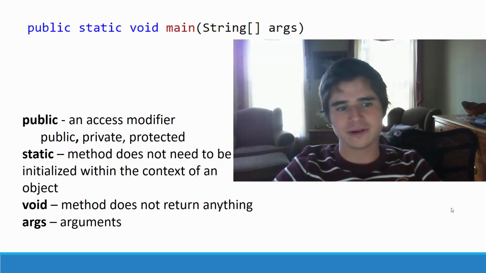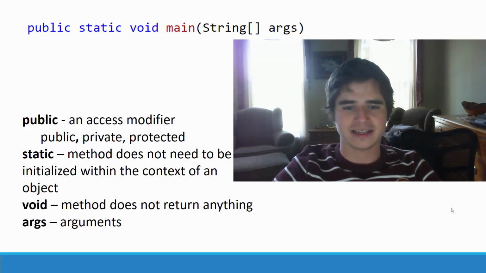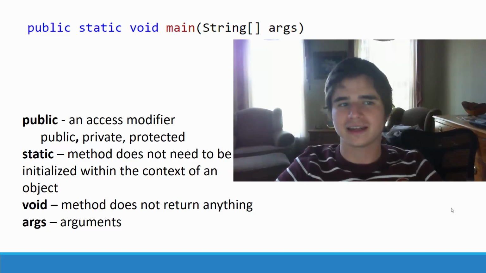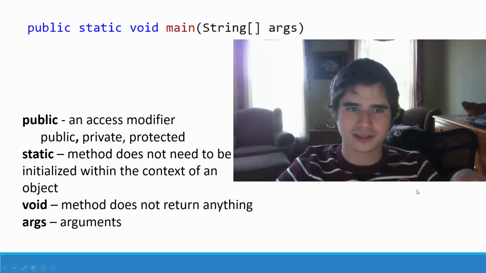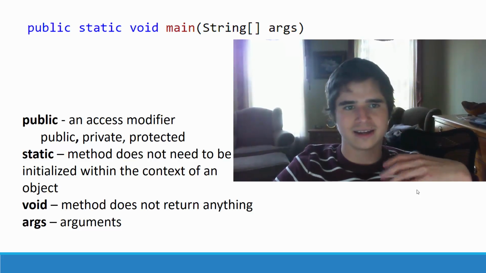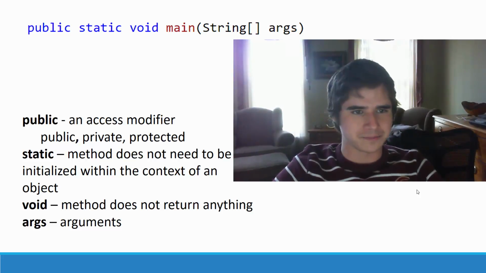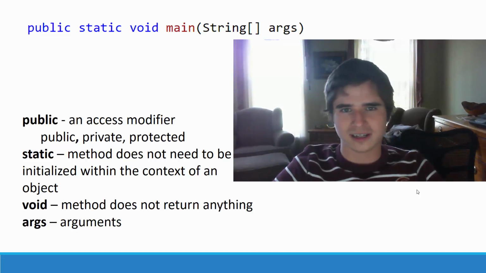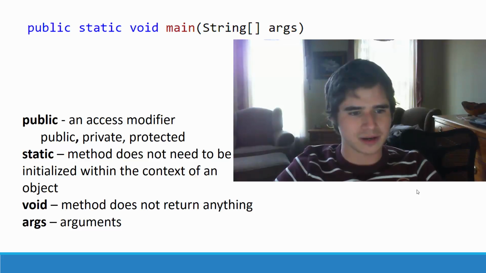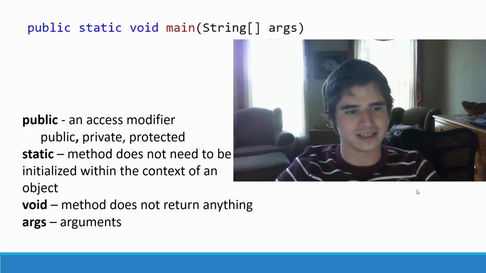The static keyword just indicates that the method does not need to be initialized within the context of an object, so we don't have to create an object in order to use this main method. We can just go ahead and use it. That's going to be important, and we'll get into that in the next topic when we talk about creating classes. That goes hand in hand with that.